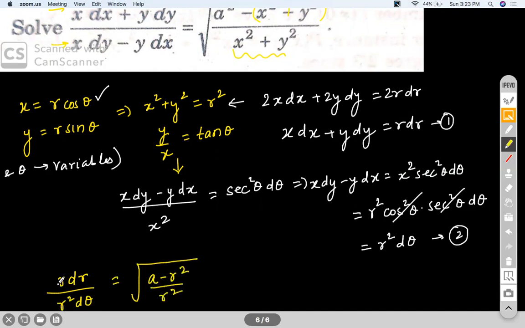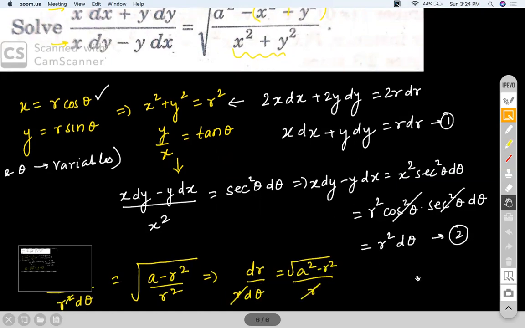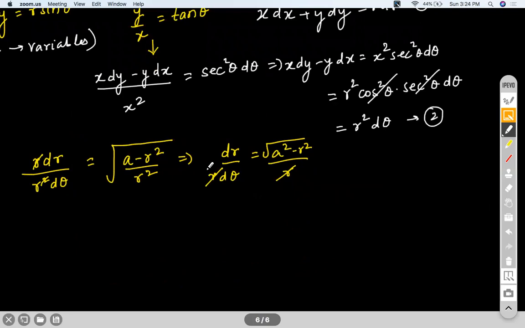Correct? I can clearly cancel off. Let me first simplify this. I can clearly cancel off r from the numerator over here. Not only that, there will be an r appearing in the denominator of the right hand side also, so this r and this r will also get cancelled. Having done that, it's a clear-cut case of variable separable. So you can write dr by under root of a square minus r square is equal to d of theta.